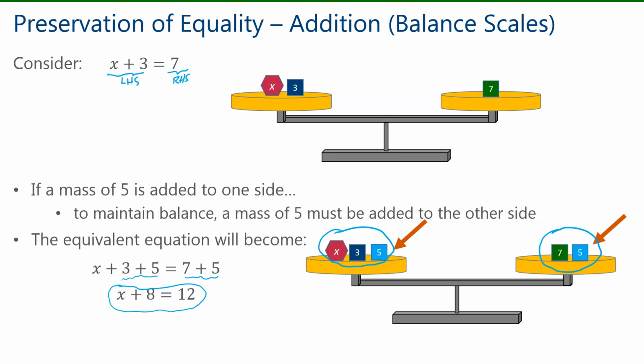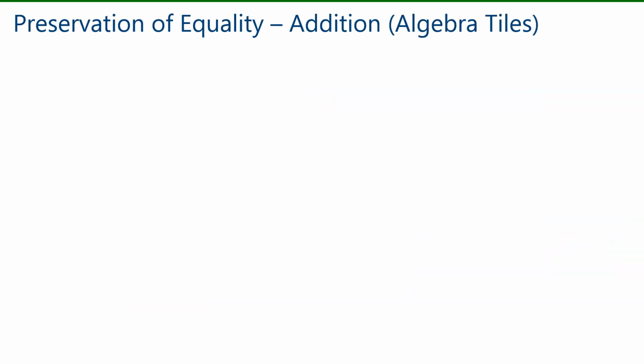Keep in mind here, we are not solving anything. We are not finding x. We're not finding our solution. We are just creating equivalent equations. Let's have a look at our second model now, that being algebra tiles. And still, whatever we add to one side, to maintain balance, we must add it to the other.